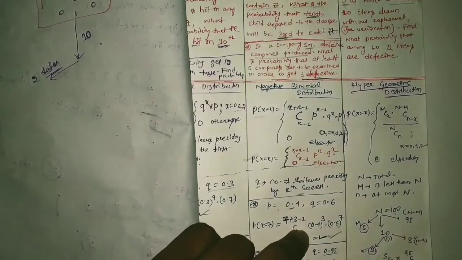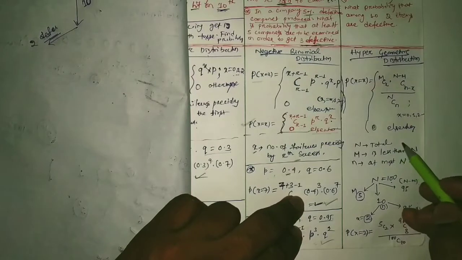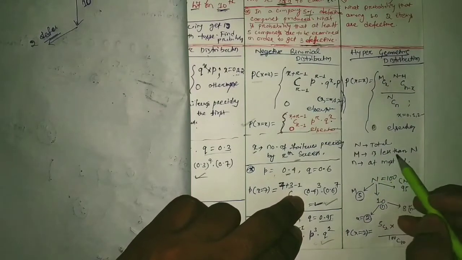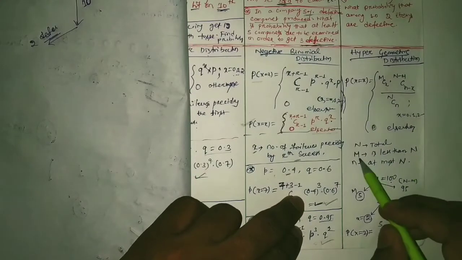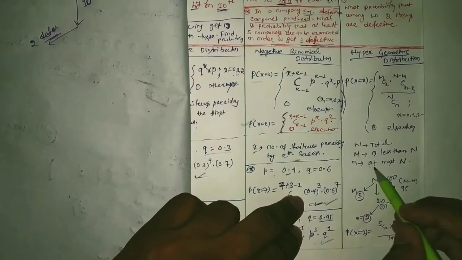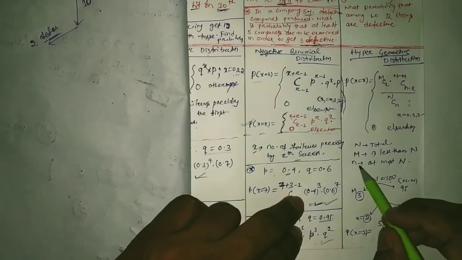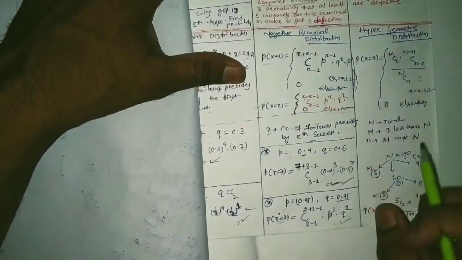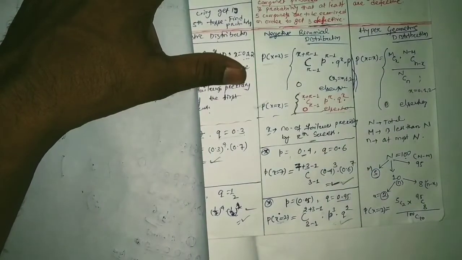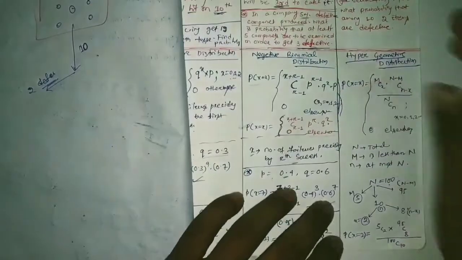Capital N belongs to the total number. For this question, that will be 100, right? M is less than N, and M belongs to defective, you can say. Small n is at most capital N. At most N means how many numbers we can select. We can select up to 100, right? So small n belongs to the number of selections. For this type of question, you just draw this figure.